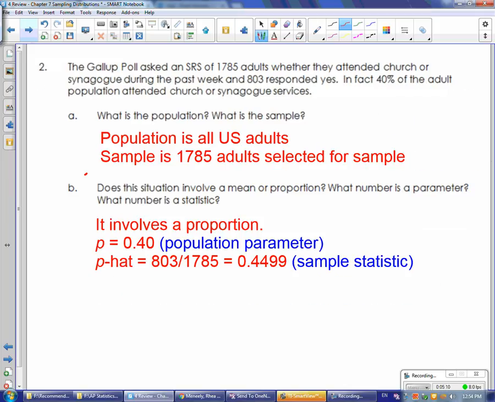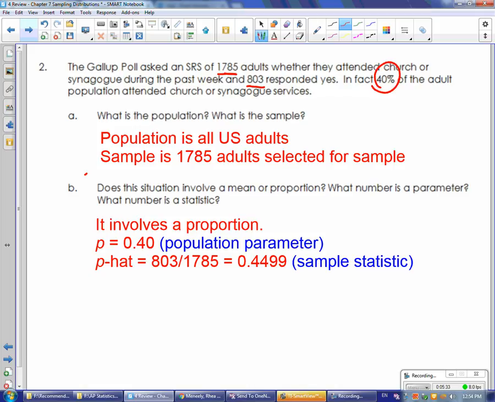In number 2, a Gallup poll asks a simple random sample of 1,785 adults whether they attended church or synagogue during the past week, and 803 responded yes. In fact, 40% of the adult population attended church or synagogue services. So in this case, I'm given a count and a total for my sample size. I'm also given a percentage here.